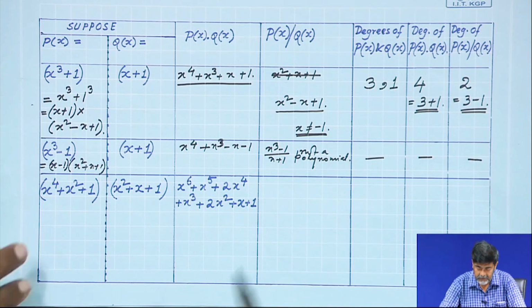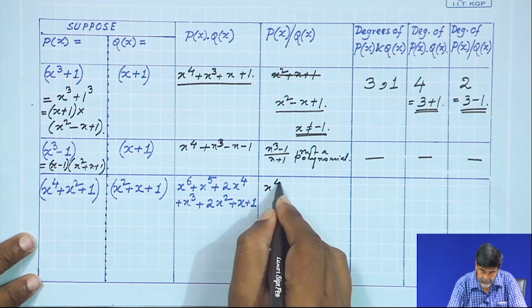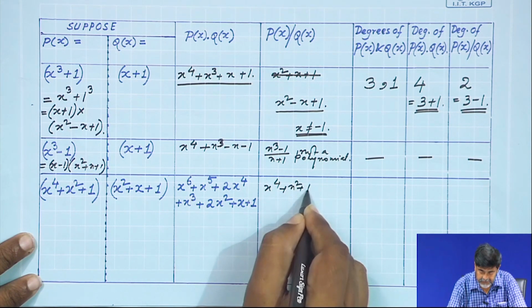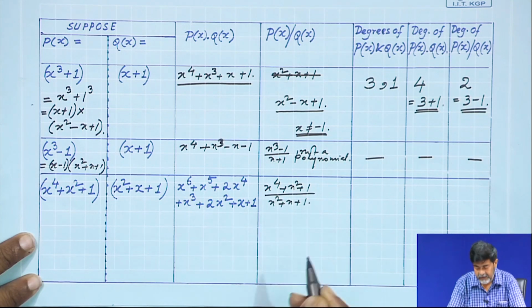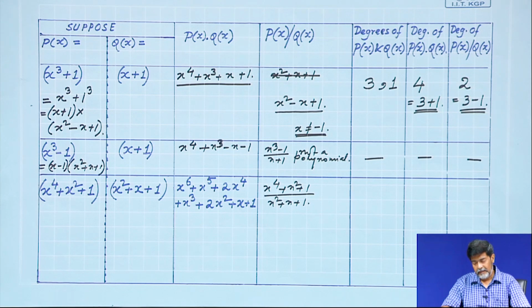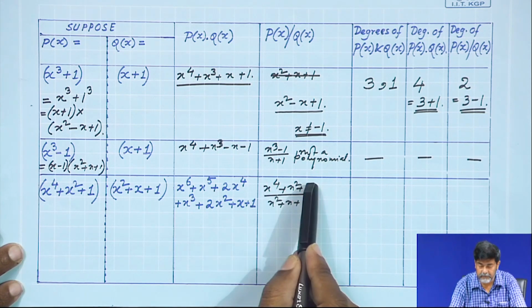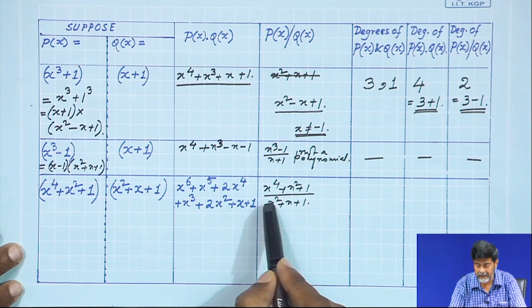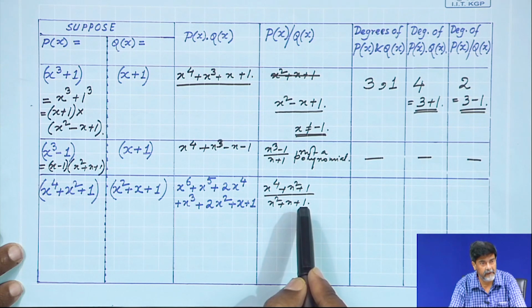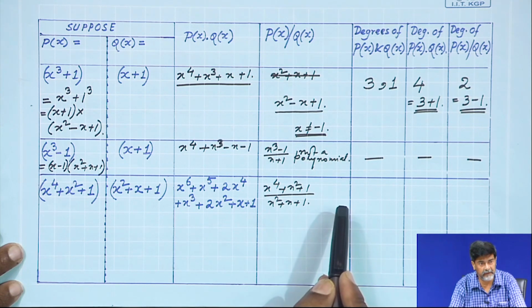Sir, I am getting confused in this. x to the power 4 plus x square plus 1 by x square plus x plus 1. If we can extract x square plus x plus 1 as a factor from the expression in the numerator, then the denominator x square plus x plus 1 will be cancelled and the resultant will be a polynomial.